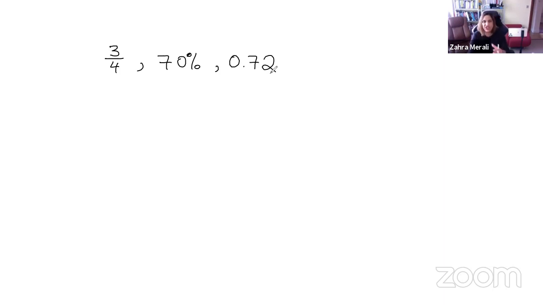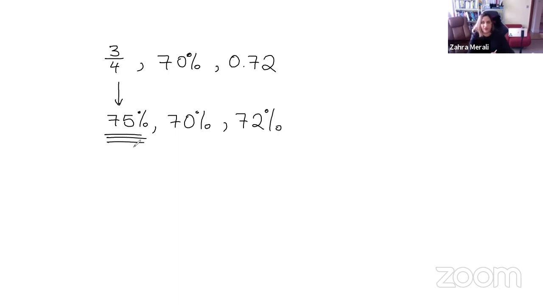What you want to do is change them all to percentages, or all to fractions, or all to decimals. So I think in this case, changing them to percentages is easier. 3/4 is 75%. And then we've got 70%, and we've got 72%. So we're going to go with the highest, which is 75%, but in the answer section, we would put 3/4. So that's looking at fractions and decimals into percentages.